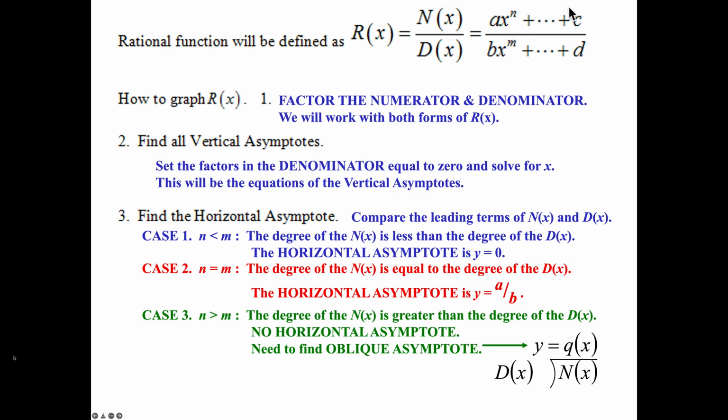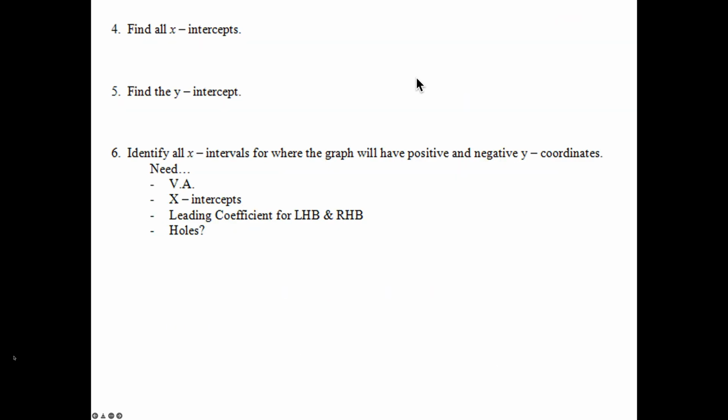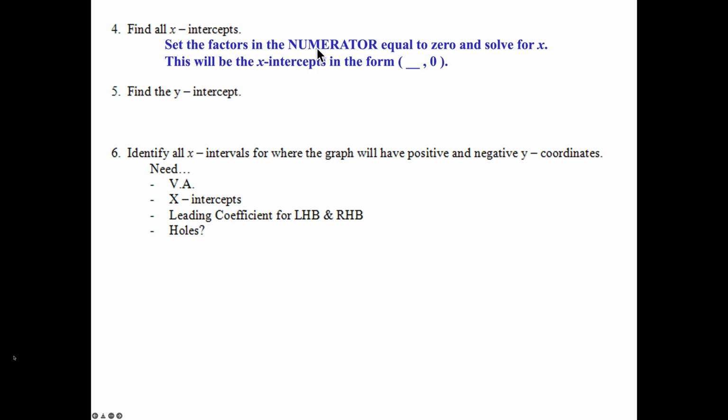We are not heading off to a constant value. Number 4, we want to find all our x-intercepts. This is taking the numerator's factors. So now you go to all the factors in the numerator, set those equal to 0, solve for x. These will be your x-intercepts. Remember, these are going to be written as an ordered pair point.